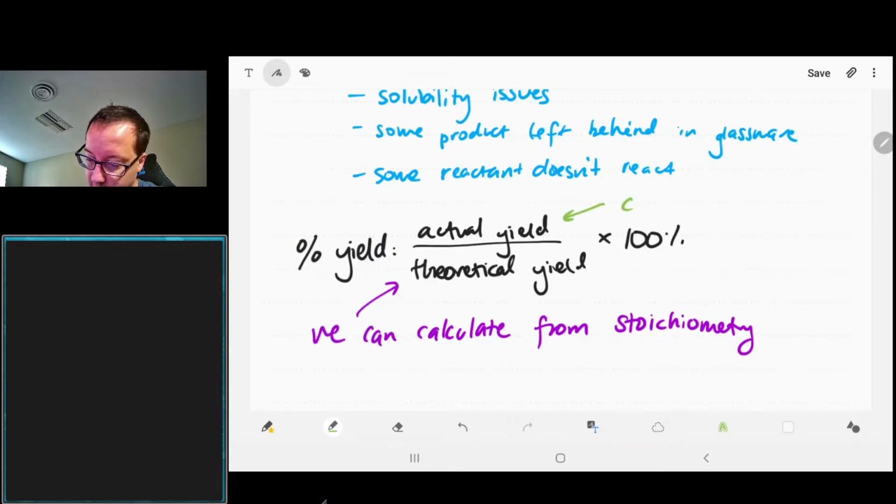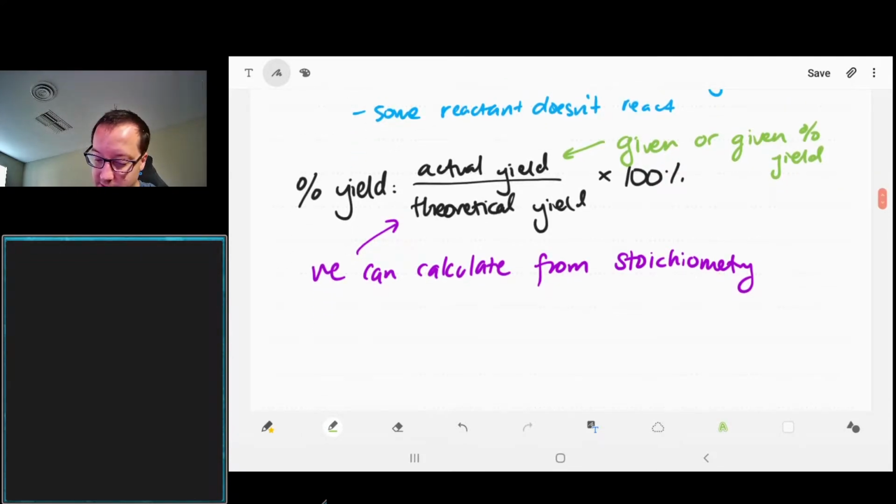But the actual yield can't be calculated. You would be either given this or given the percent yield. So the actual yield is not something you're going to be able to just calculate directly from a reaction. If I give you the percent yield, you can find the actual yield. Or if I give you the actual yield, you can find the percent yield. So we know that we can calculate the theoretical yield.